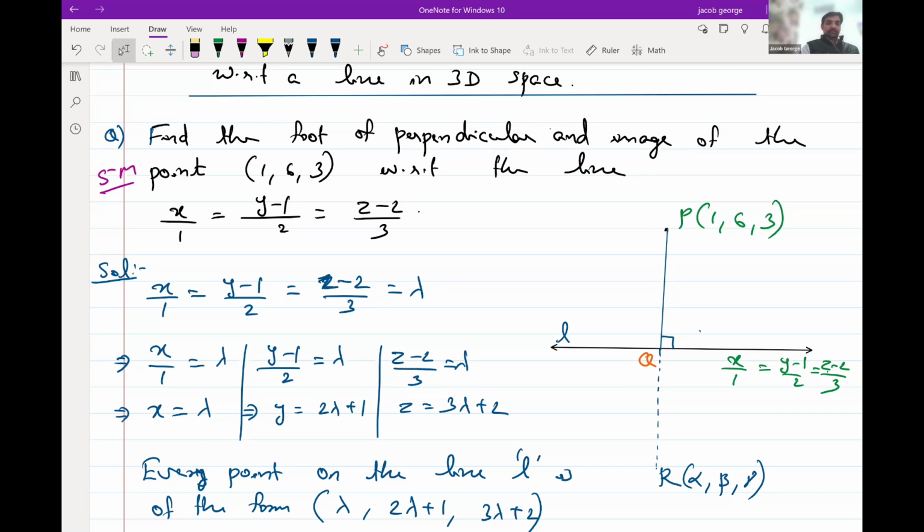And then we start by equating the first line to lambda. That is the first step. Equate the first line to lambda and write x, y, z in terms of lambda. X is equal to lambda, y is equal to 2 lambda plus 1, z is equal to 3 lambda plus 2. Like this, we write x, y, z in terms of lambda.